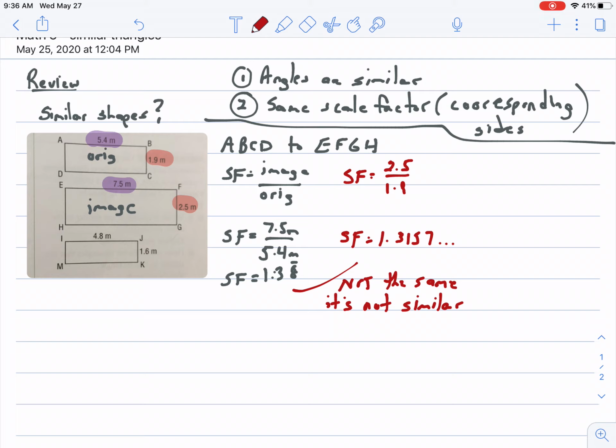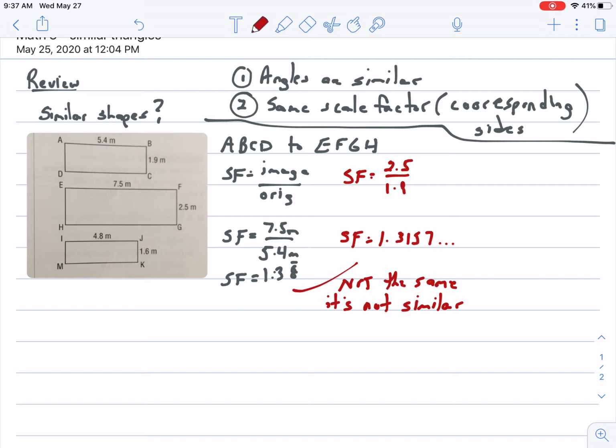So what I did is I compared ABCD and EFGH. They are not similar. Those shapes aren't similar. So I decide, okay, well, that didn't work. So I'm now going to start again. So I'm going to erase everything I did, and I'm going to compare my other shapes.